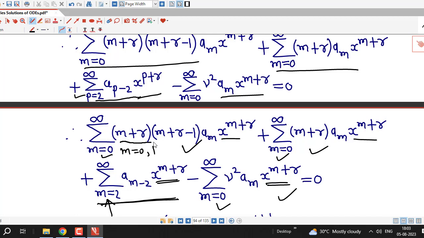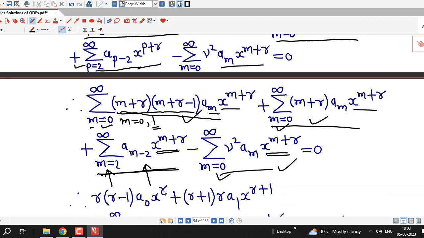For example, for this summation first I will write down the term corresponding to m equal to 0. So that is r into r minus 1, a0 x raised to r. Then I will write down the term corresponding to m equal to 1, which is r plus 1, then r, and a m, m is 1, that is a1 x raised to r plus 1, and plus sigma m equal to 2 to infinity, all these things as it is. Same thing I have to do for these three summations. This I will keep as it is.